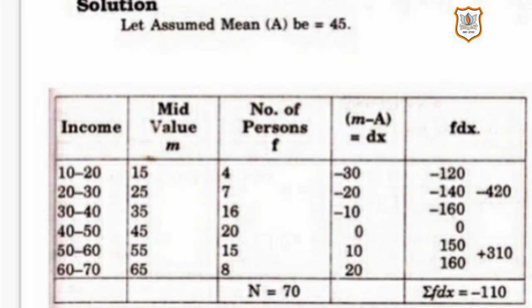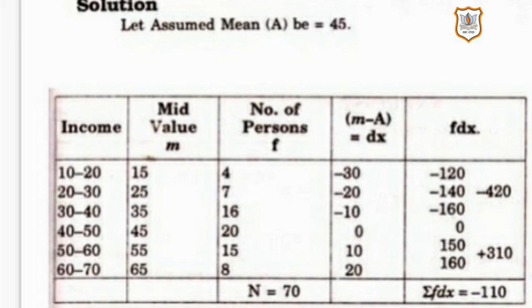Here we have the solution. Income we have written as it is from the question: 10 to 20, 20 to 30, 30 to 40, 40 to 50, 50 to 60, 60 to 70. And then we have taken out mid values, as we did in direct method by finding the average. 10 plus 20 divided by 2 is 15, 20 plus 30 divided by 2 is 25, and so on. Then number of persons, that is frequency, we have written as it is from the question: 4, 7, 16, 20, 15, 8.